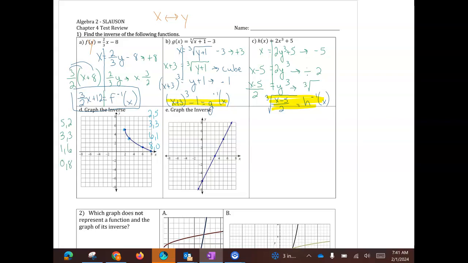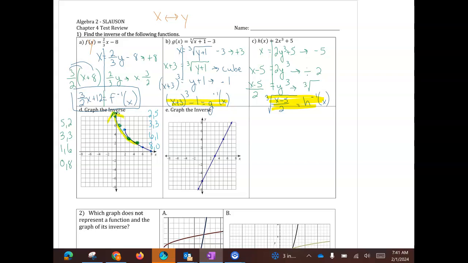So I'll go ahead and just graph those now. So here's 5, 2, 3, 3, 1, 6, and 0, 8. And if you notice, it started at the 2, 5 and kept going. So now what I'll do is I'll start it at the 5, 2 and go this way. Okay? So just one more highlighting that out.